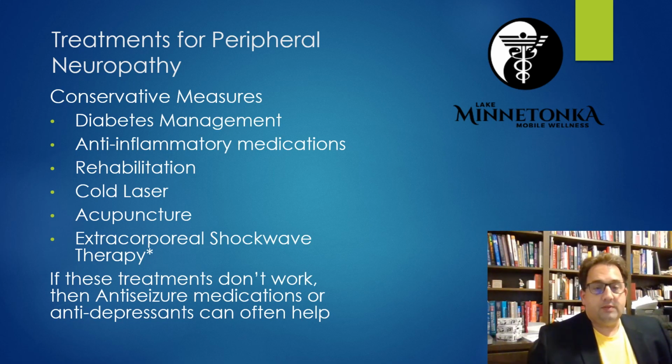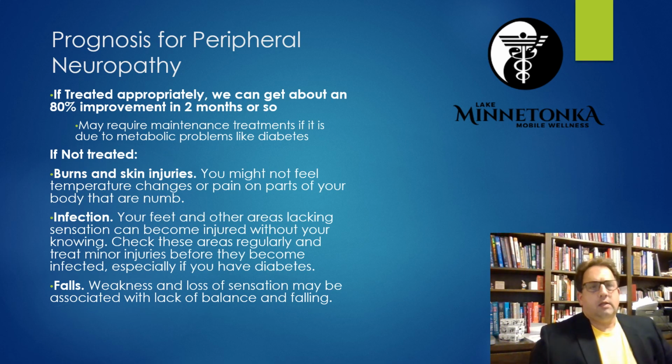Now, if these treatments don't work, then quite often we move on to anti-seizure medicines like gabapentin or antidepressants like Lyrica, and quite often they will be helpful as well. The prognosis for peripheral neuropathy: if treated appropriately, in our clinic, we tend to see about 80% improvement in 2 months or so. Now, especially if this is due to a metabolic problem like diabetes, you're probably going to require maintenance treatment, like one treatment a month or every couple of weeks, to keep yourself at that 80% improvement.